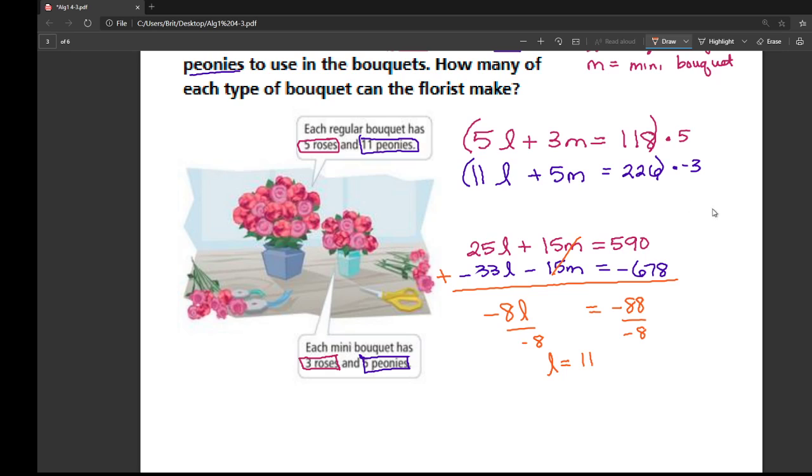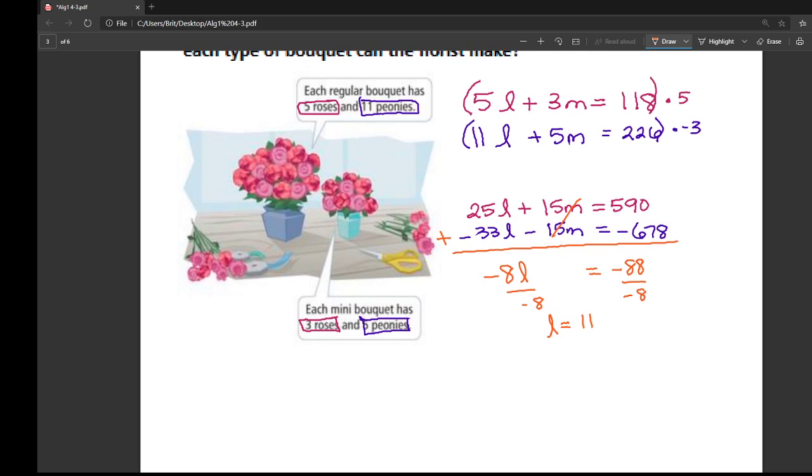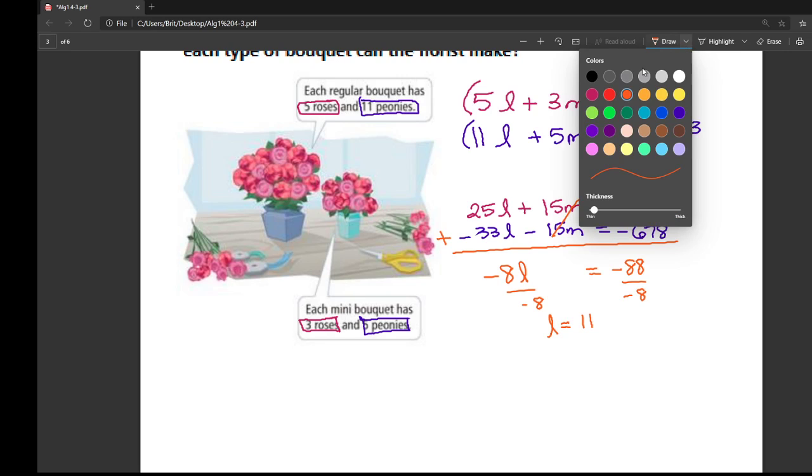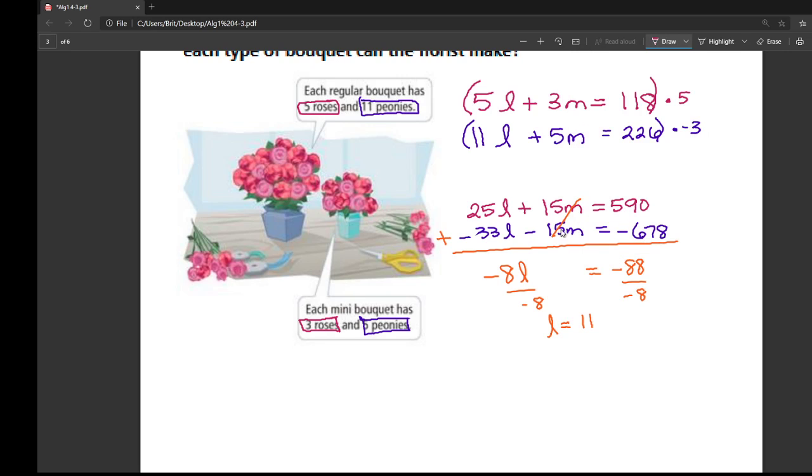So now I can go back to either of my original equations and substitute in the L in order to find the other value. Alright, I'm going to do it to the red one, but I could do it to the purple one just as well, okay? I could also do it to the equivalent system if I wanted to. The only reason why I would not encourage that is because these numbers are bigger, and bigger numbers are harder to deal with.